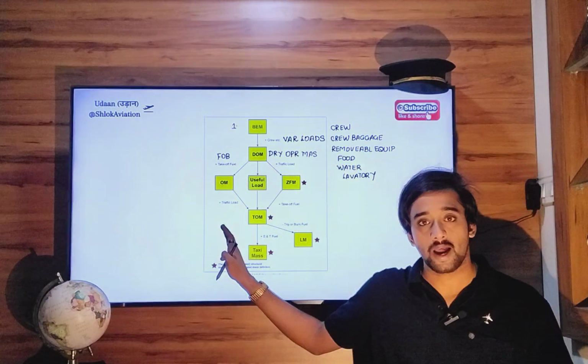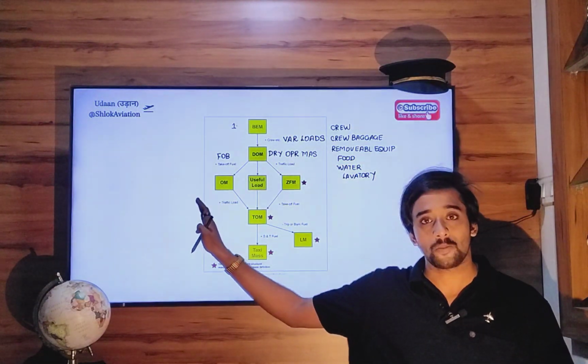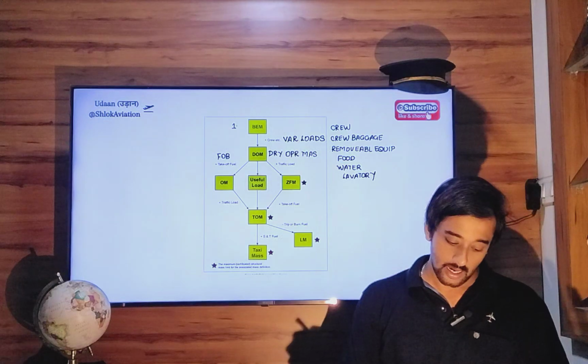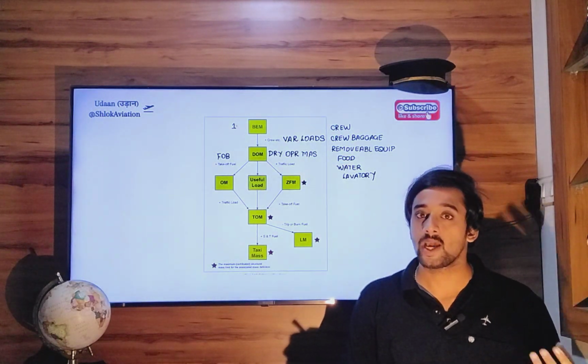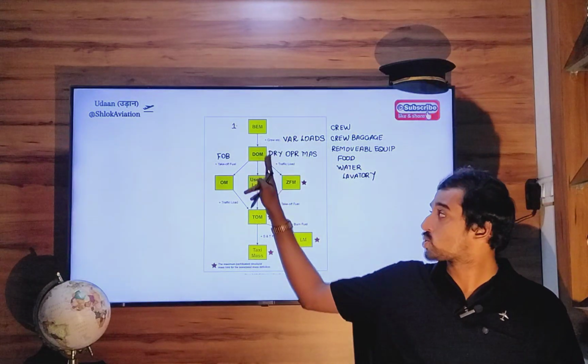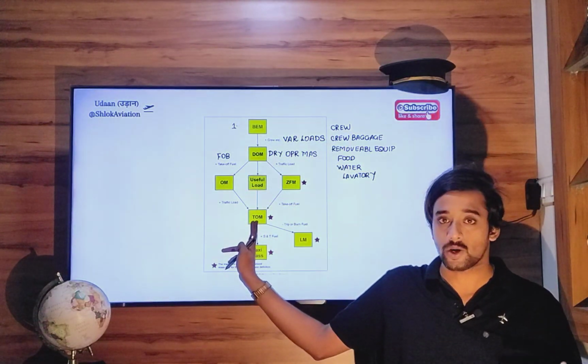So now we are going to add that. And when you add that to operating mass, you get takeoff mass. Okay, takeoff mass is the weight of your aircraft at the beginning of takeoff run. So now, following this route, also you can get your takeoff mass.